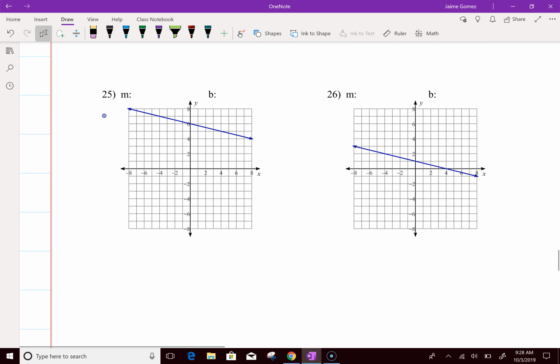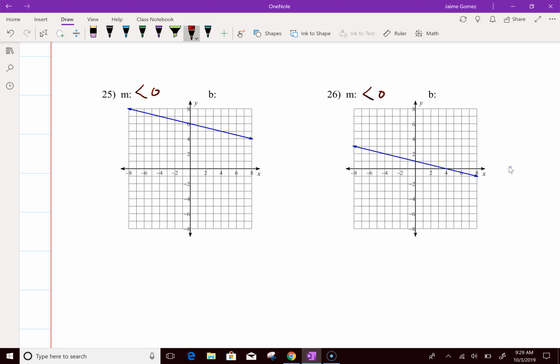First, let me show you. So 25 and 26 are just like this on your test. They're just like this, right? Except multiple choice. So the slope m, this line is going down. The line is going down, which means my slope is less than 0. Same thing over here in 26. My slope is going down. That means m is less than 0. If your line is going up, then you put greater than 0.